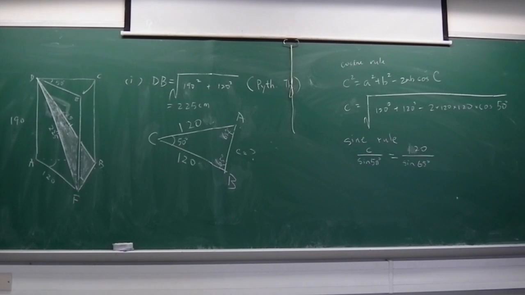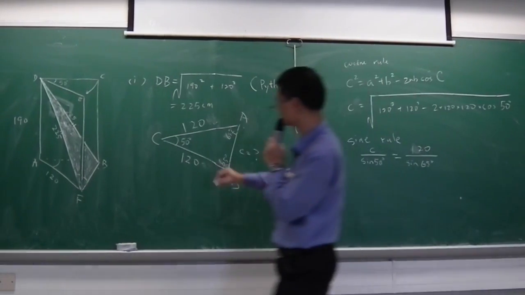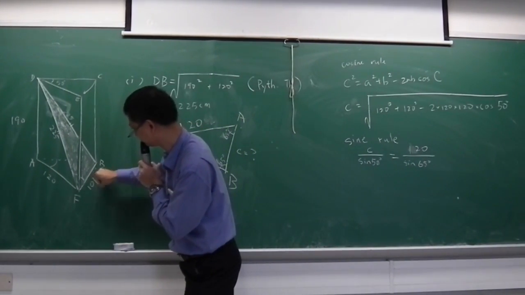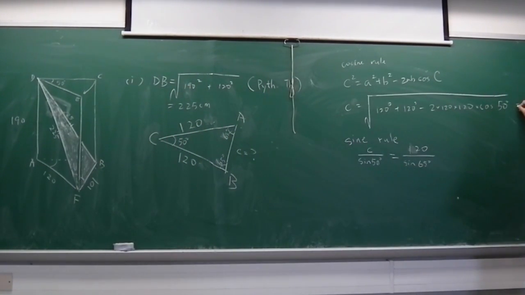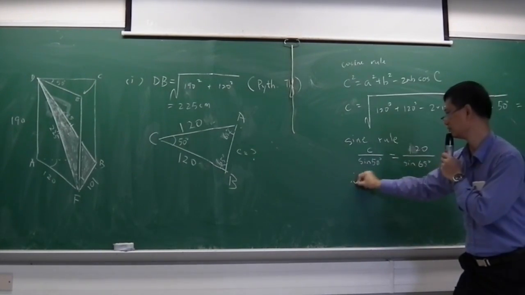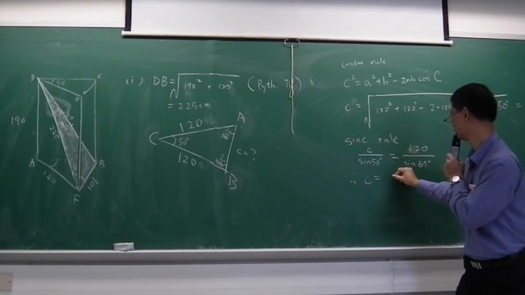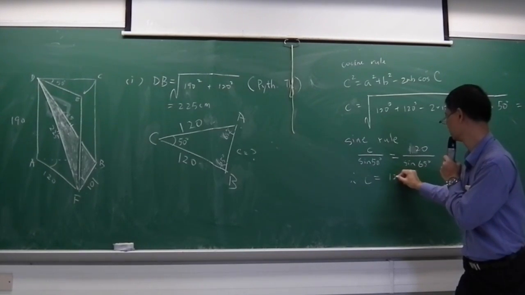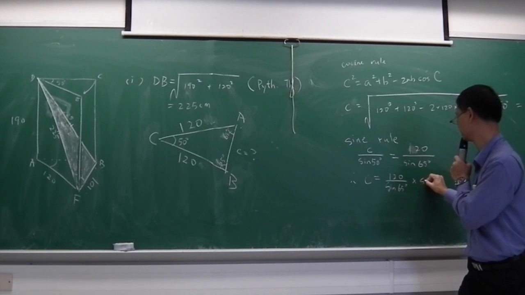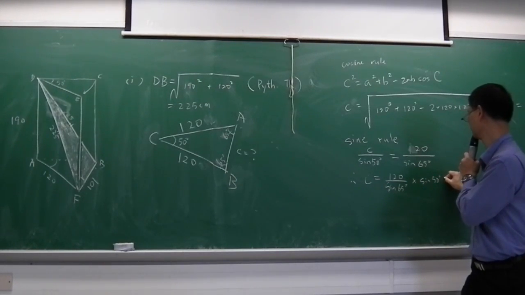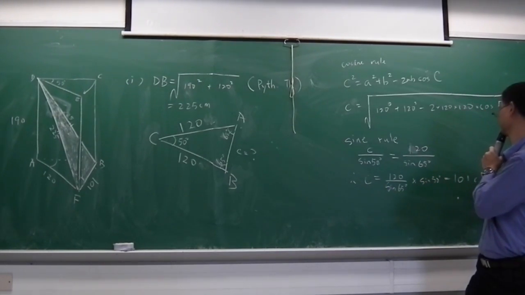And the length of B is 101 centimeter. So this one should be equal to 101 centimeter. And therefore C equals 120 divided by sine 65 degree multiplied by sine 50 degree, and it should also be equal to 101 centimeter.